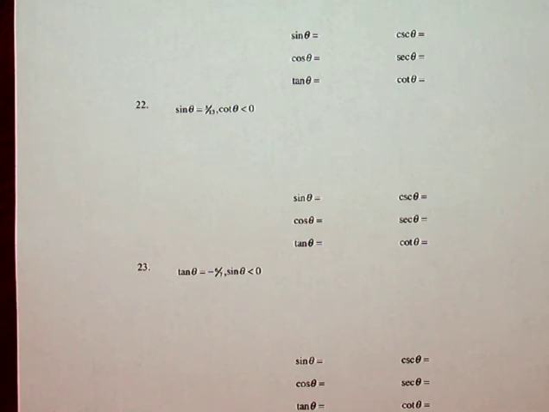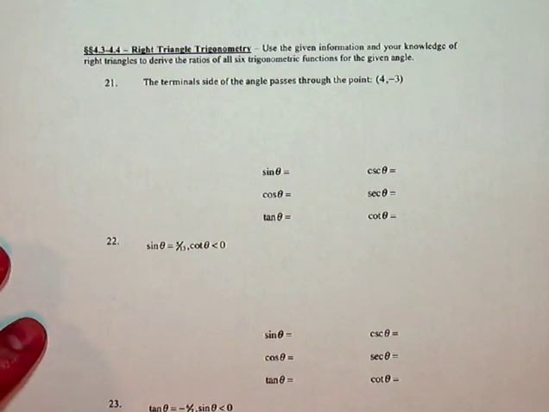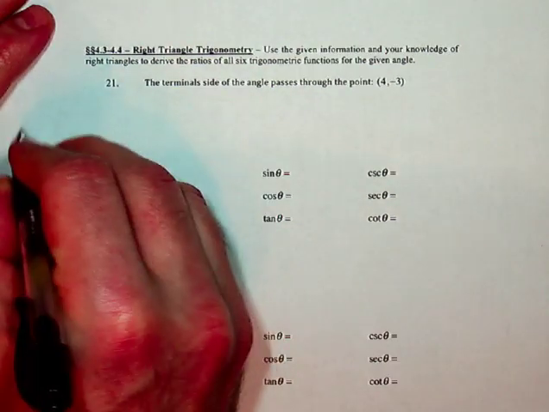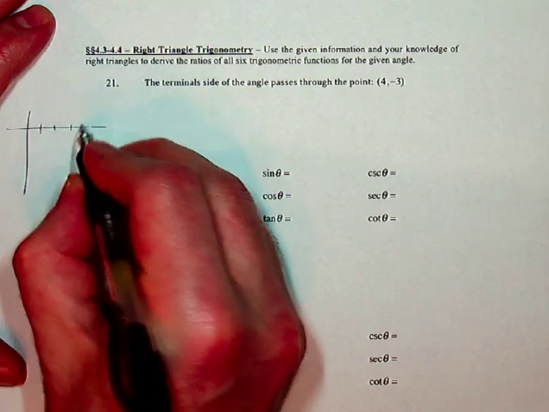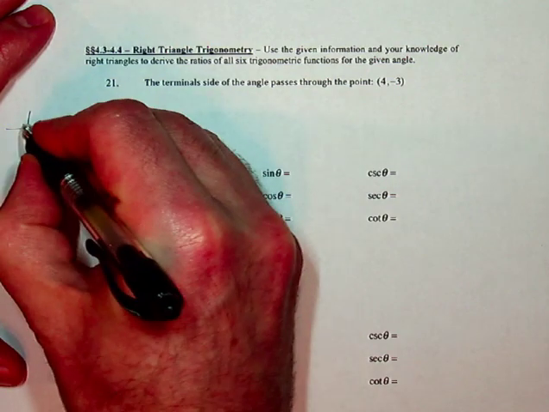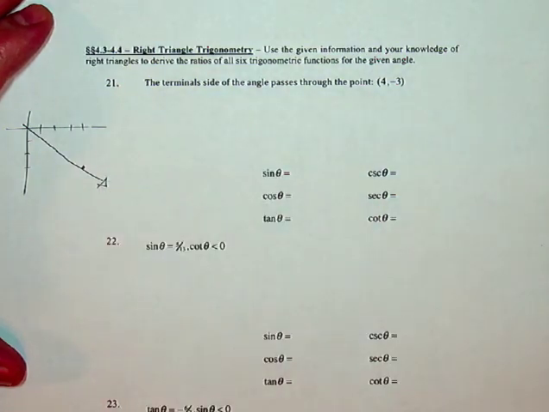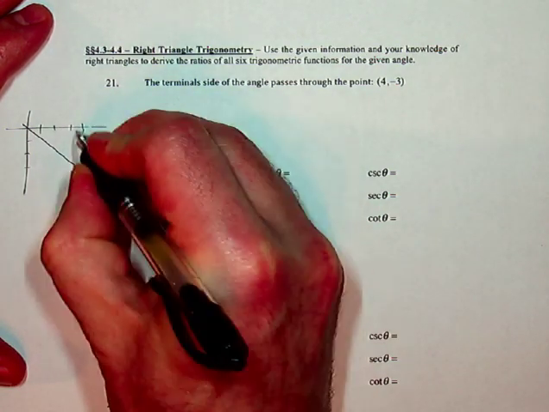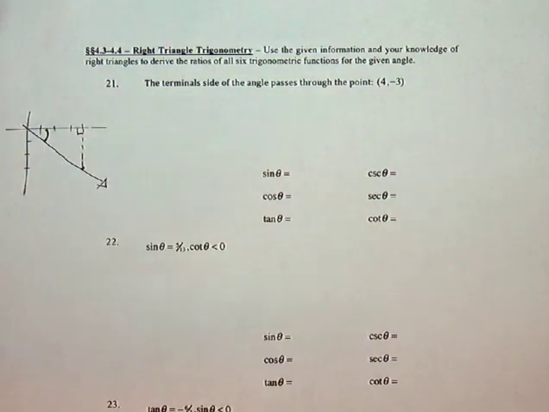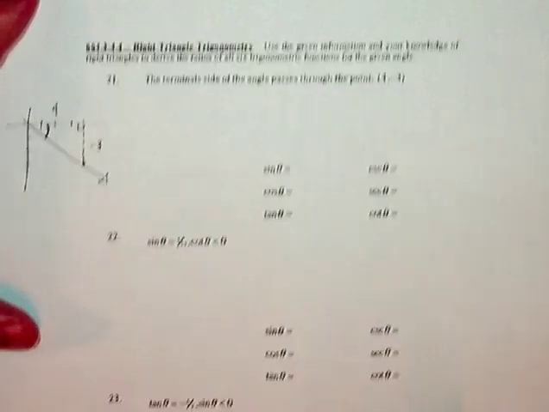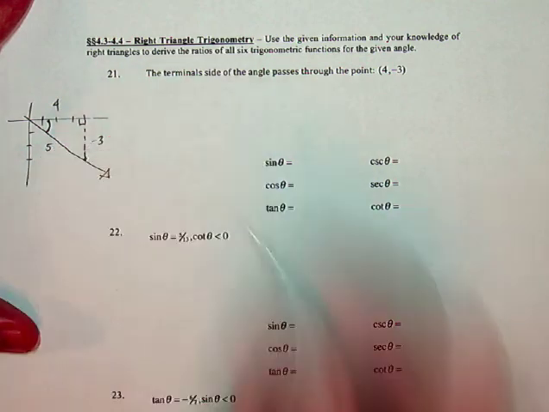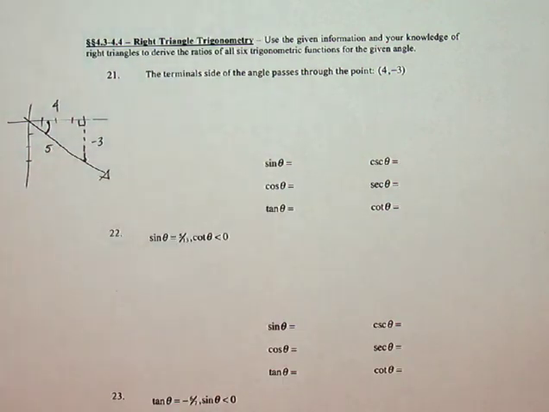The terminal side of an angle passes through the point (4, -3). The first thing you need to be thinking is, where is (4, -3)? Well, it's 1, 2, 3, 4, then 1, 2, 3 down here in the fourth quadrant, right? If I create a triangle and look at this reference angle right here, that's 4, that's -3. I'm going to shock you: that means that's a 3, 4, 5 right triangle. And from there, I ought to be able to piece together all of my trig ratios.